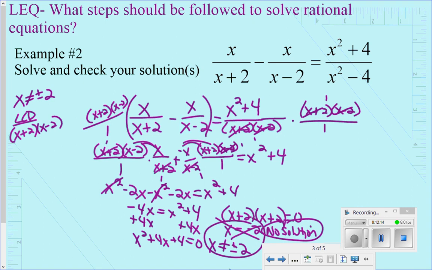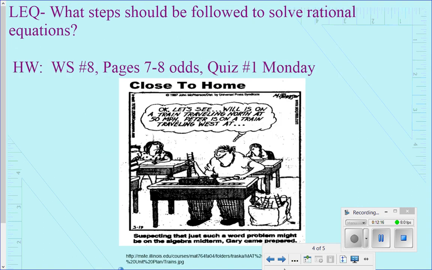Okay. So your assignment for tonight is to complete all of worksheet number 8, and then in your Unit 6 packet, pages 7 and 8, the odds on both pages. So the odds on page 7, the odds on page 8, but all of worksheet number 8. Next week, you do have a quiz coming up on Monday on everything we've covered so far in Unit 6.